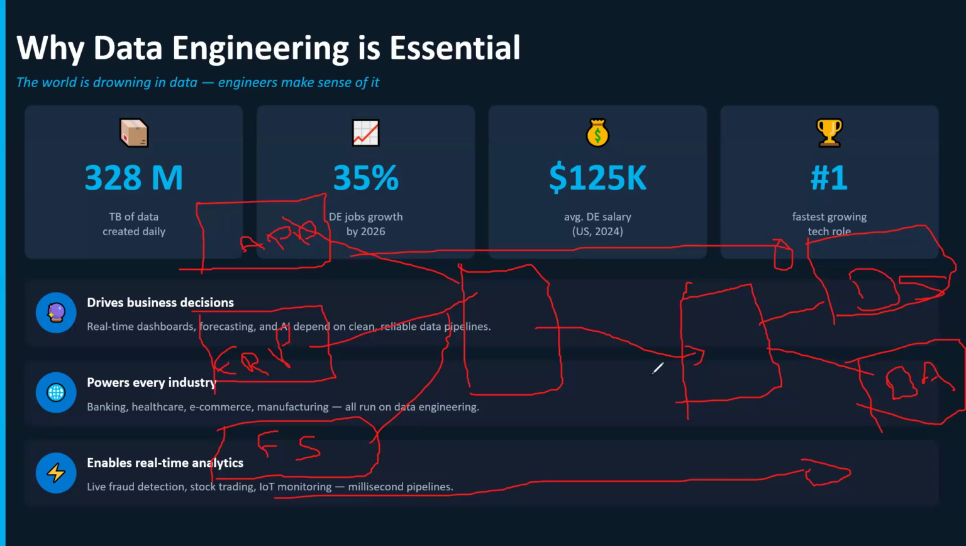Now it is the responsibility of the data engineer to provide all this data in a suitable manner, so that these people can consume the data. That's where data engineering comes into the picture. So basically they build the pipeline, and also help with fraud detection in various industries like banking, healthcare, and e-commerce. It also helps with forecasting and with reporting dashboards. These are all the responsibilities of a data engineer.